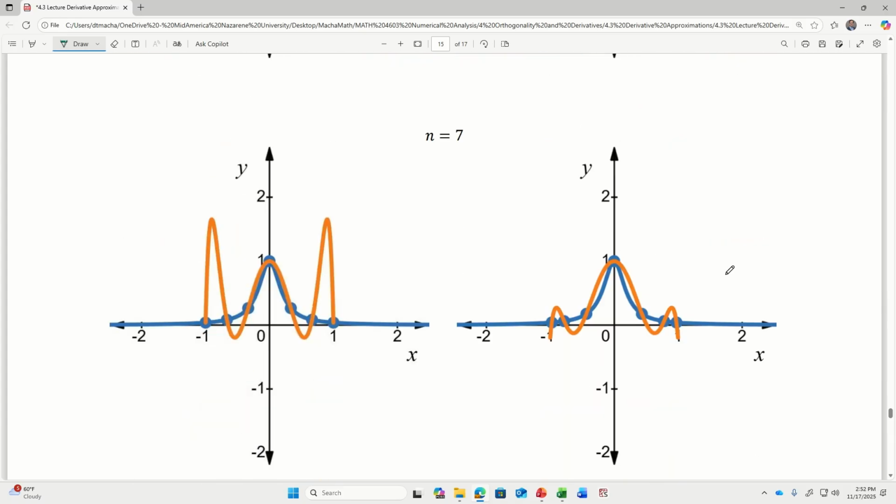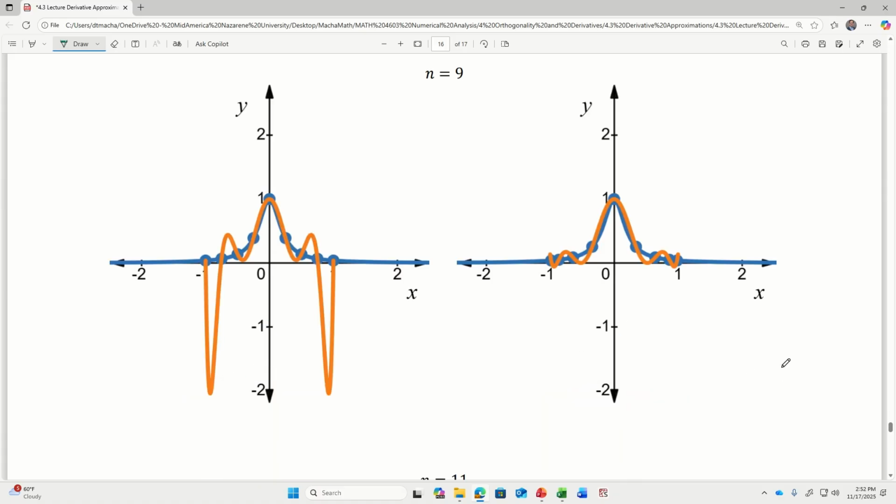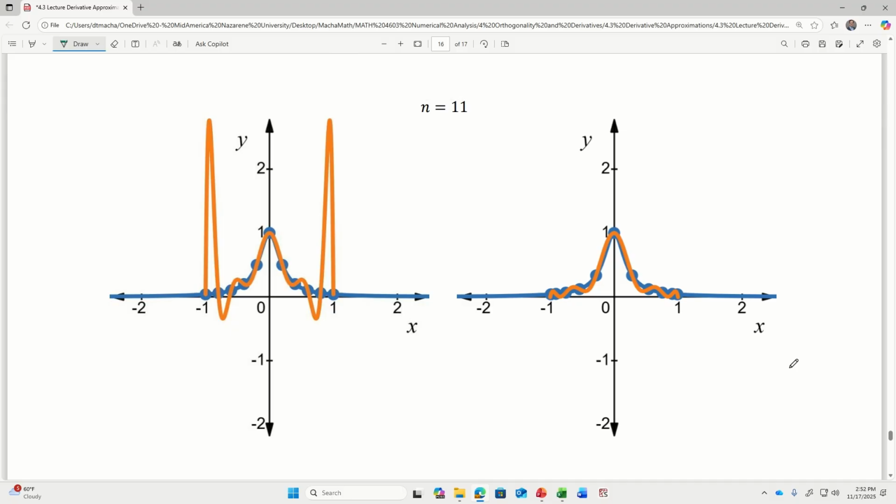Here's the same thing with n equals 7, and again, the endpoints are getting worse for evenly spaced. But notice that if I only cared about what's happening in the middle, evenly spaced nodes are doing a better job of capturing what's happening in the middle versus Chebyshev. And Chebyshev's not doing a terrible job, it's just not doing as good. Likewise, n equals 9, n equals 11.